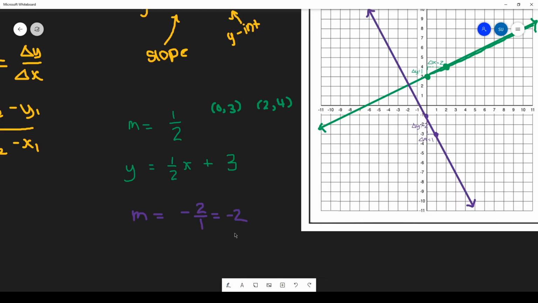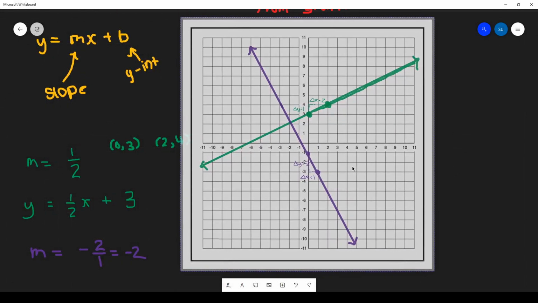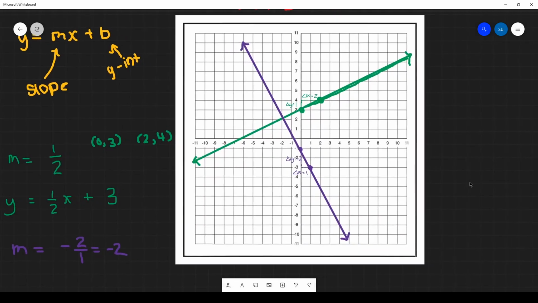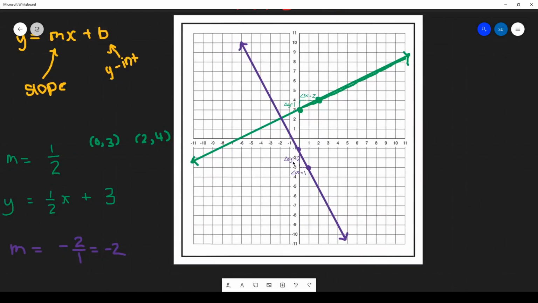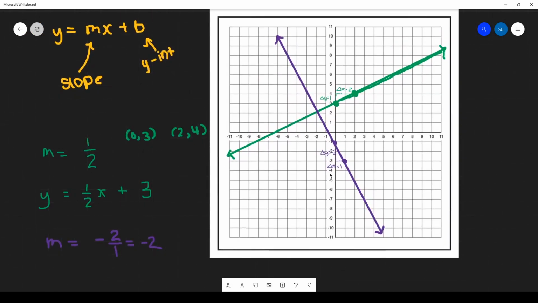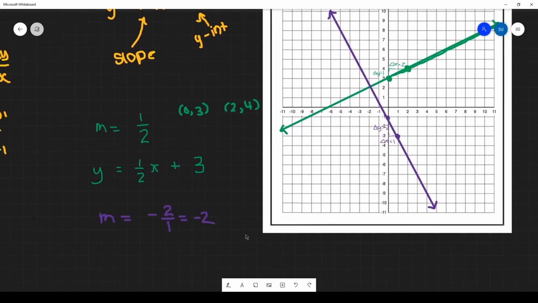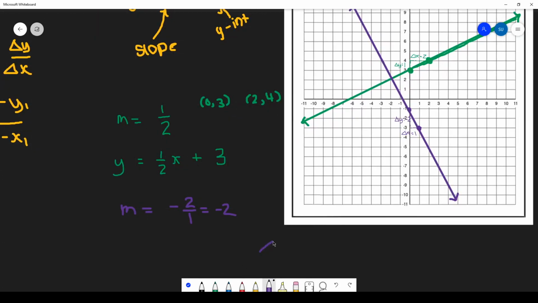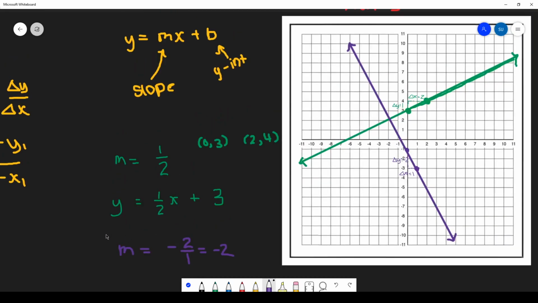And we already established that our y-intercept is at negative 1, right here. Oh no, sorry, not negative 2, negative 1. So now we can form our equation, which is going to be, oh my goodness, what is happening?